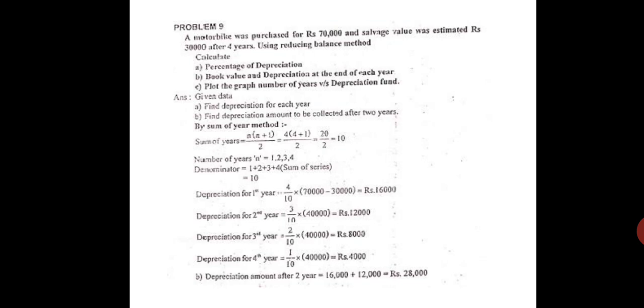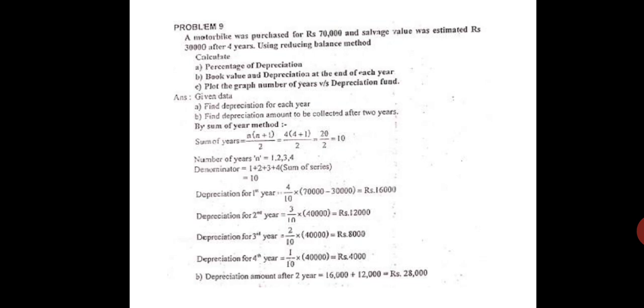A motorbike was purchased for 70,000 rupees, and the salvage value was estimated at 30,000 rupees after 4 years. So if you want to sell the bike after 4 years, you will get 30,000 rupees. Using this method, let's calculate the percentage of depreciation, book value and depreciation at the end of each year. Okay, so a very simple one. Now the formula is given.